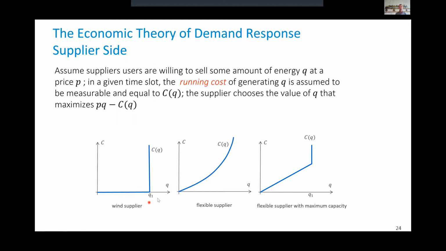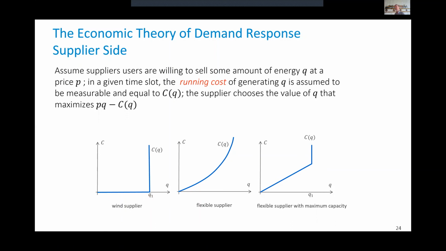Now, in addition, there may be a cost for producing. If you have a simple model of a wind supplier, we could say that the cost is zero. I mean, you need maintenance, but you need maintenance whether the wheel is turning or not. So those are fixed costs. So the additional cost of generating some quantity is zero, up to a maximum, which is the quantity that the wind gives to you.